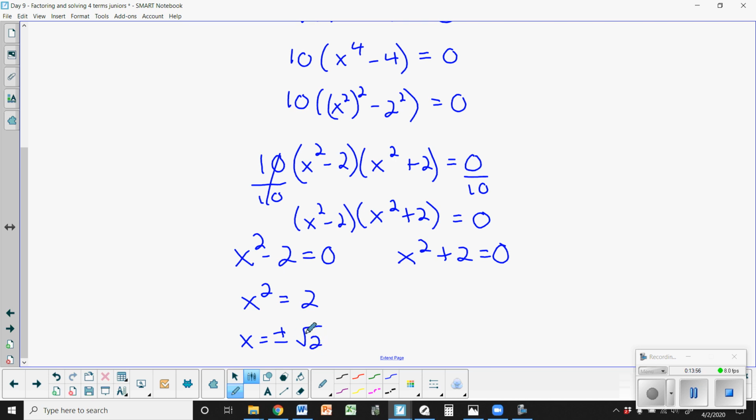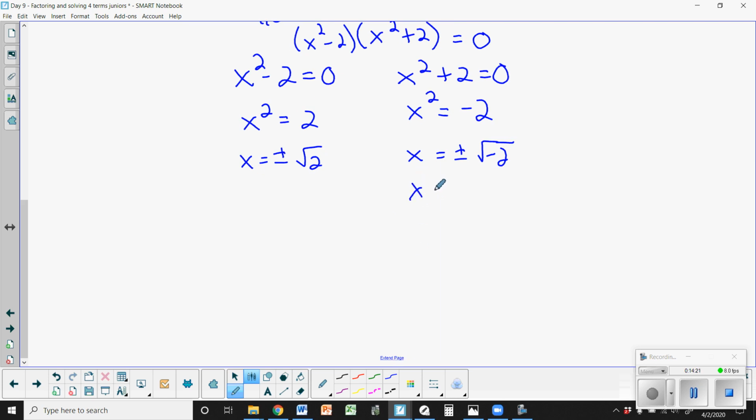Does square root of 2 simplify? Nope, so this will be 2 solutions. And then this next one, we have x squared. We'll subtract 2 from both sides. So x squared will equal negative 2. Definition of square roots tells us if something squared equals a number, then that thing, x, equals plus or minus the square root of negative 2. Can we simplify this? Oh yeah, that's right. We can write this as x equals plus or minus square root of 2 times square root of negative 1. We know that square root of negative 1 equals i. So we're going to write x equals plus or minus square root of 2 i.